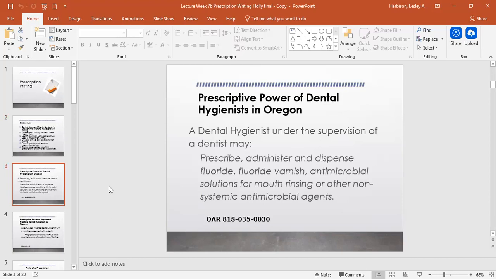Prescription powers of dental hygienists in Oregon. A dental hygienist under the supervision of a dentist may prescribe, administer, and dispense fluoride varnish, antimicrobial solutions for mouth rinsing, and other non-systemic antimicrobial agents. So just like you can write a prescription for ClinPro in clinic, you could write a prescription for some other fluoride or antimicrobial solution in a practice.